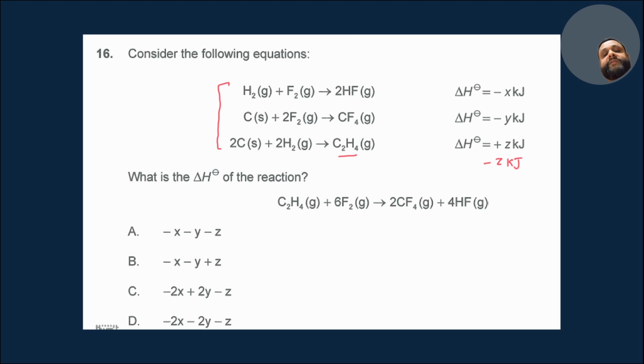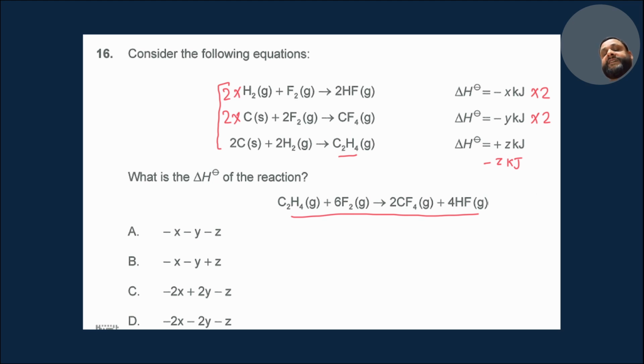So we want CF4 on the product side. We have 1 mole of that. So if I multiply this equation with 2, I need to multiply delta H with 2 as well, and we need 4 HF. The first equation has HF, and there are 2 moles of HF. And if I multiply that equation with 2 as well, I need to multiply delta H with 2 as well. So if we add these 3 equations together, we'll get the overall equation.